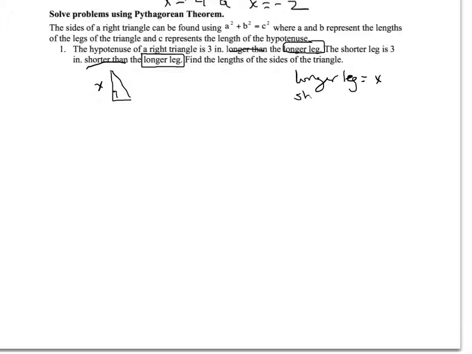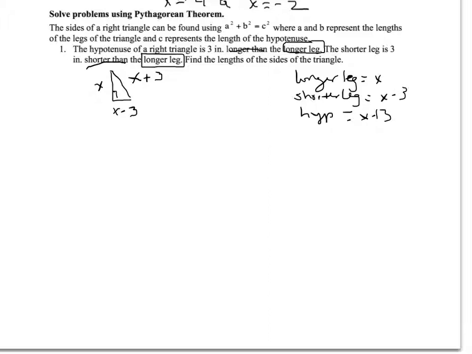We're going to come up with something for the shorter leg, and something for the hypotenuse. Now, let's go back and start at the beginning. The hypotenuse is 3 inches longer than the longer leg. That means it would have to be x plus 3. And the second sentence tells us that the shorter leg is 3 inches shorter than the longer leg. That would tell us the shorter leg must be x minus 3.